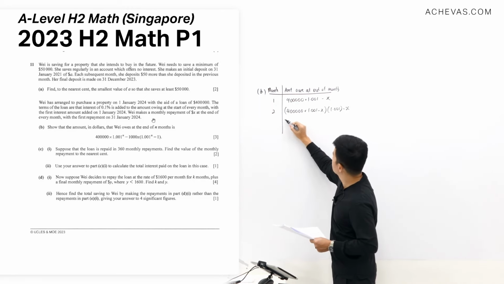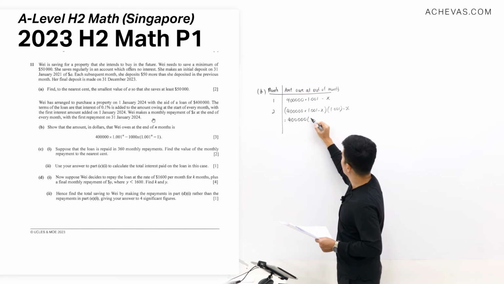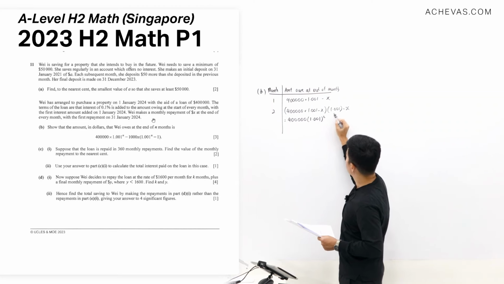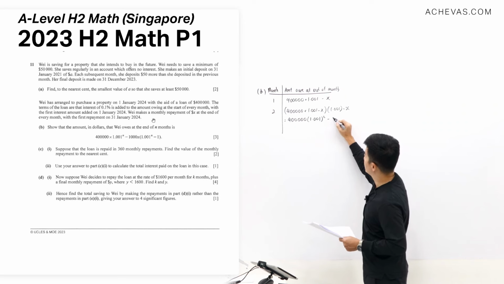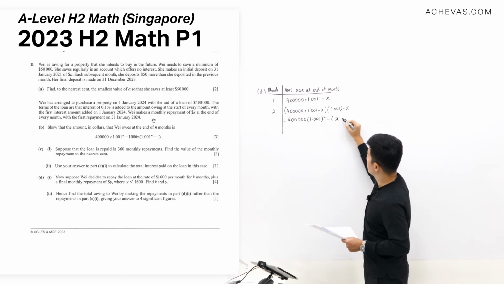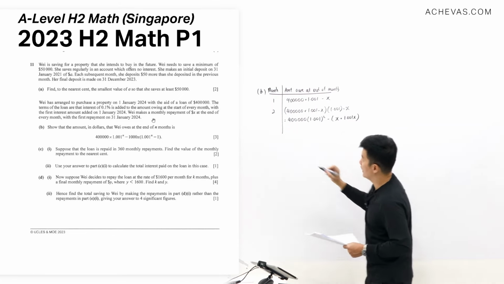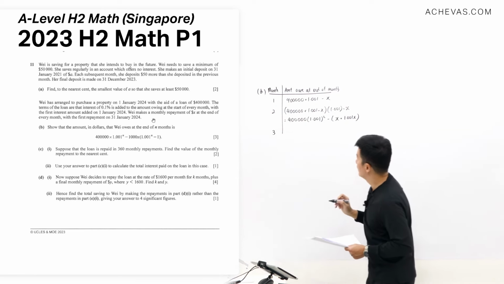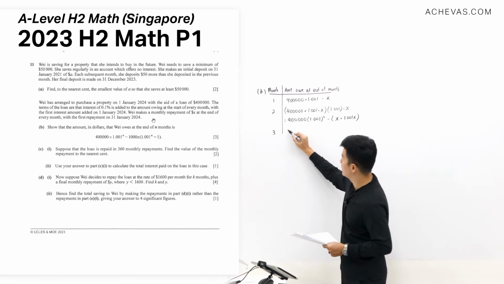Okay, so rearranging this, I will go for 400,000 multiplied by 1.001 squared. Then I'll put all the x's together, so it will be minus away x, then here will be plus 1.001x. Okay, this will be for the second month. And for the third month, I think I should be able to see a pattern. In fact, I'm already seeing some pattern over here, but let me just write down one more month.